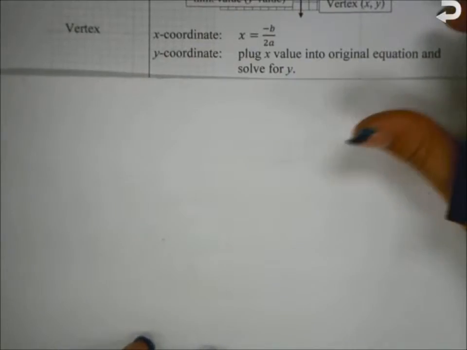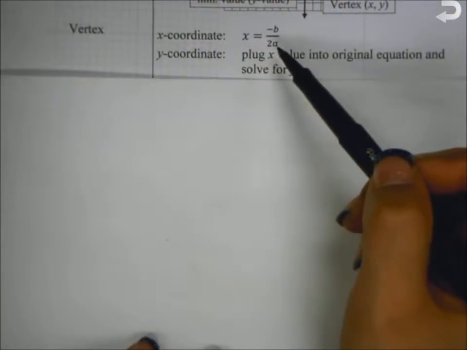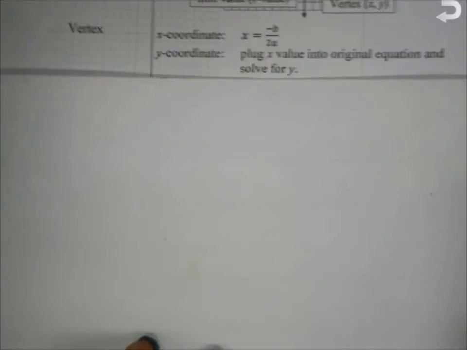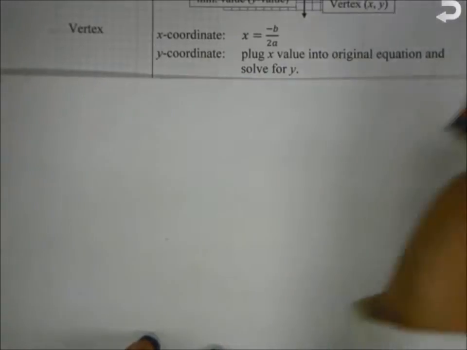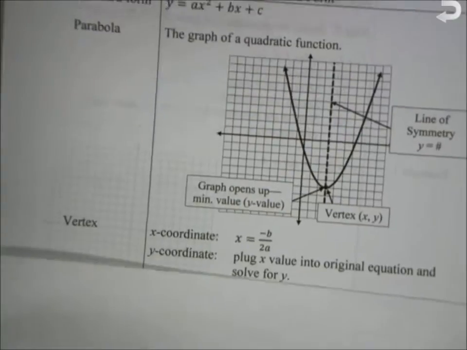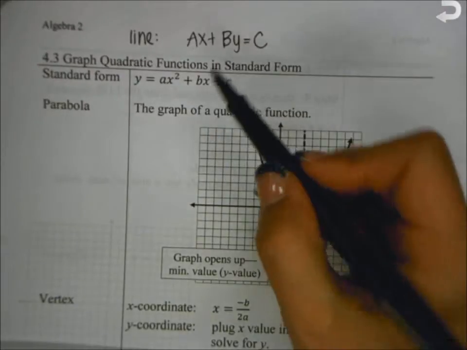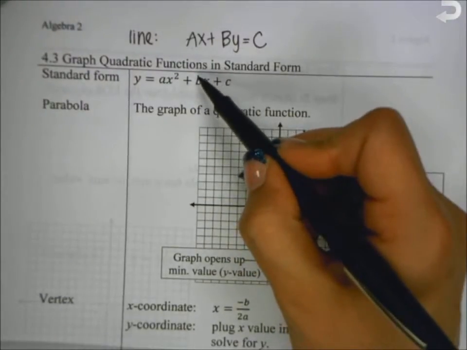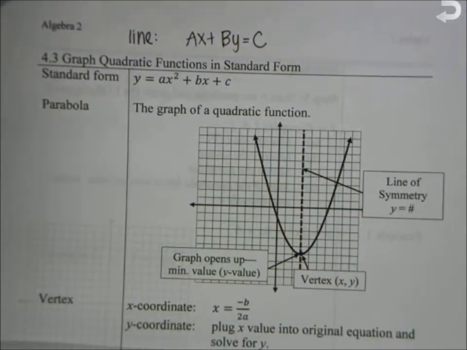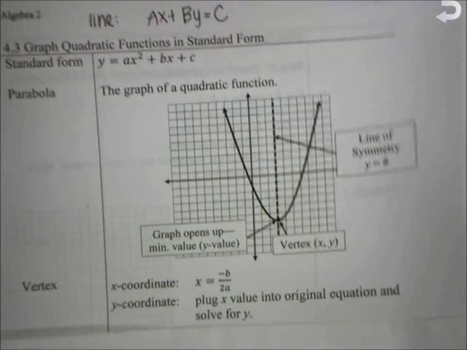Where do the b and the a come from? Any ideas? From the standard form. Exactly, from the standard form. So I'm going to pull this down really quick. The b comes from whatever's in front of x, and the a comes from whatever's in front of x squared. So we're going to take those coefficients and plug them into this equation to find the x-coordinate of the vertex.